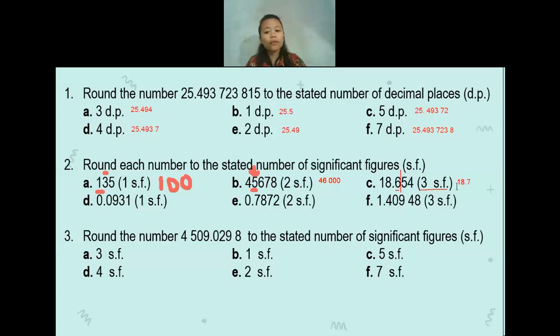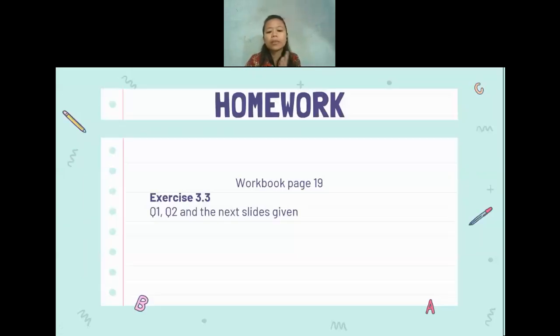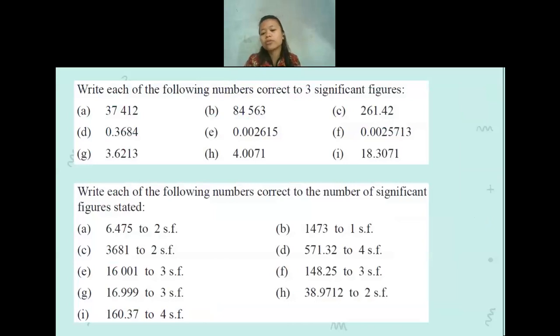Is there anyone who is still confused? Okay. Yeah, it's already time's up. Maybe at home, please kindly try to do it. I'll give you more questions about significant figures. Tomorrow we will discuss it together. So for the homework, please kindly do this slide, and also I give you a few questions. Tomorrow we will try to discuss it more. I will post it to the Google Classroom as an assignment. So please kindly try to do it and submit it to the Google Classroom.